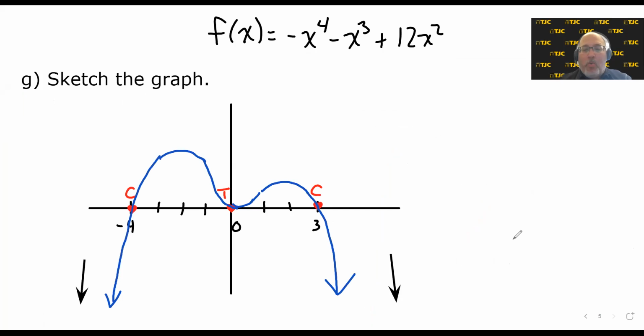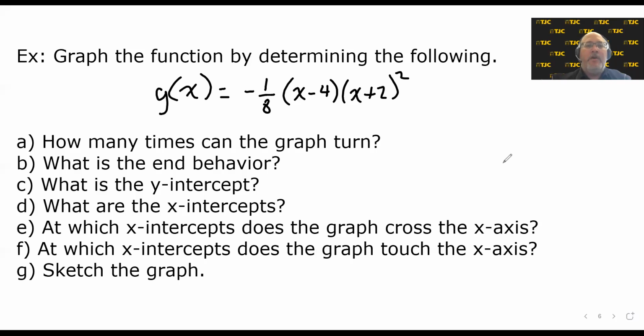All right, we're going to take a look at one more example. This one's already going to be factored. Graph the function by determining the following. Same 7 things. This time g of x equals -1/8 times x minus 4 times x plus 2 squared. Do not let the fraction intimidate you. It will barely cause any problems. In fact, it doesn't cause any problems at all, and there's a reason why I chose it. You'll see why when we get there.